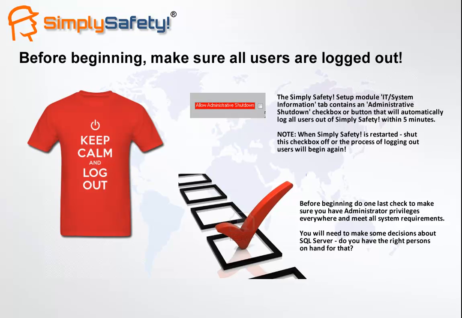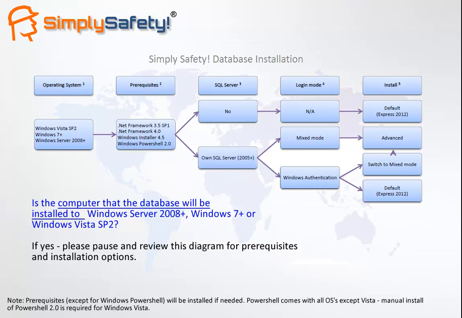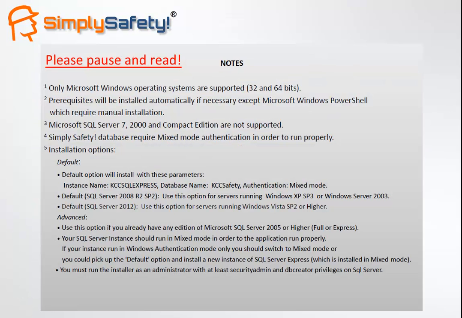Before beginning, do one last check to make sure you have administrator privileges everywhere and meet all system requirements. You will need to make some decisions about SQL Server. Do you have the right persons on hand for that? If you're installing the database to Windows XP SP3 or Windows Server 2003, please pause the movie and review this information. If you're installing the database to Windows Server 2008 or higher, Windows 7 or higher, or Windows Vista SP2, please pause the movie now and review this information.